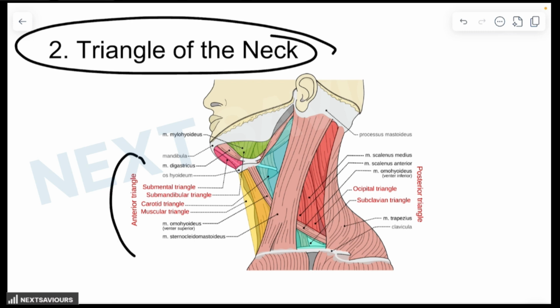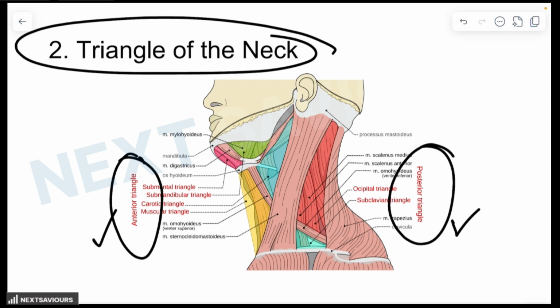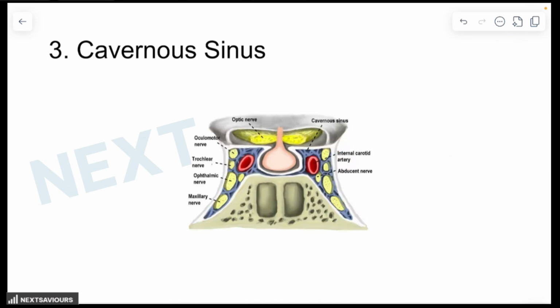So obviously you have to remember everything regarding the contents and boundaries of both the anterior and the posterior triangles of the neck. Questions on the triangles of the neck have been repeated in past FMGE papers almost every year, and this time also it is expected to be asked.